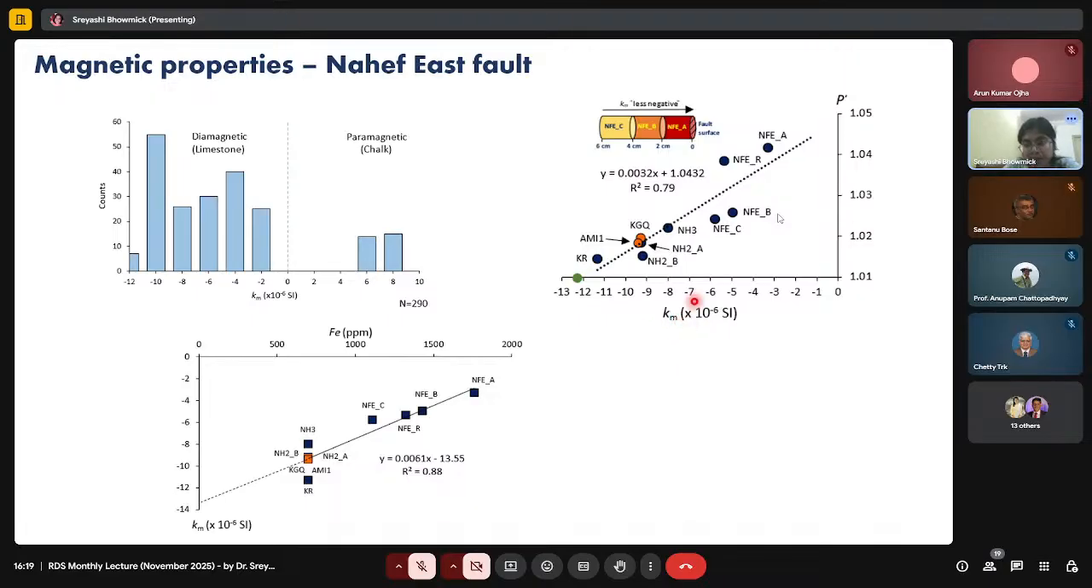Now, these locations are along the fault surface, actually at the fault surface, and then we also have some reference locations. So let's see how these parameters vary as we move towards the fault surface. Here we see something very interesting: as we move towards the fault surface, both Km and P' values are gradually increasing.